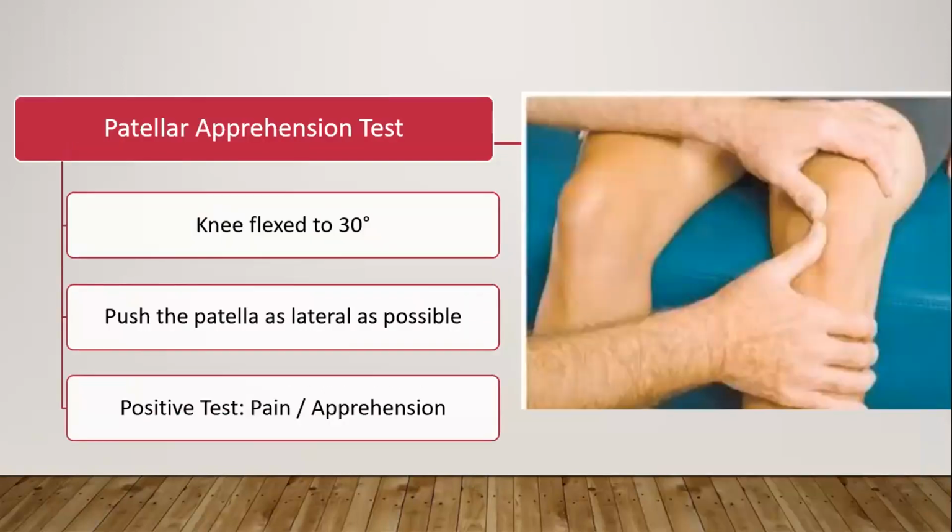Patellar apprehension test: the knee is flexed to 30 degrees. Here the patella is pushed laterally as far as possible. If the patient elicits pain or apprehension, then the test is positive.